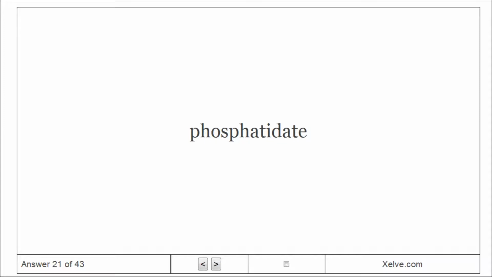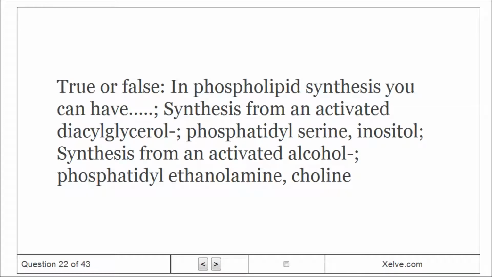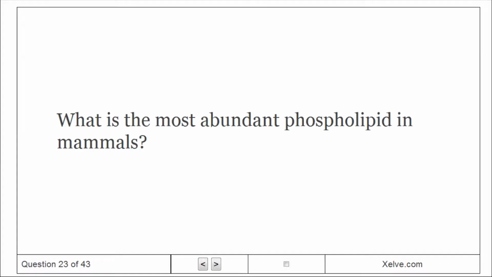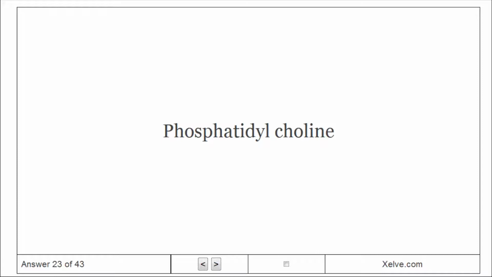Phosphatidate. True or false? In phospholipid synthesis you can have synthesis from an activated diacylglycerol: phosphatidyl serine, inositol; and synthesis from an activated alcohol: phosphatidyl ethanolamine, choline. True. What is the most abundant phospholipid in mammals? Phosphatidylcholine.